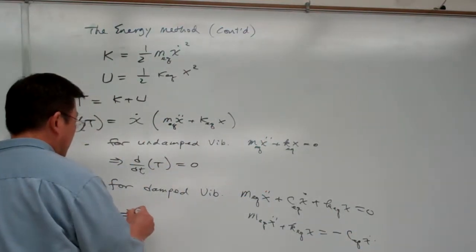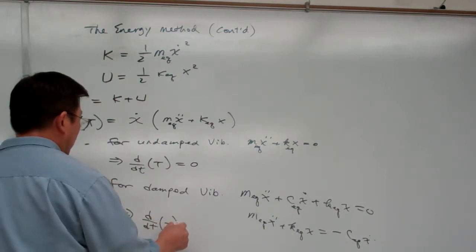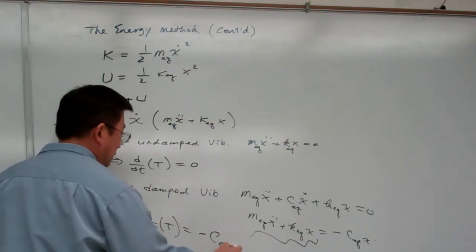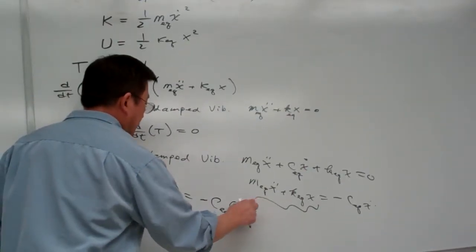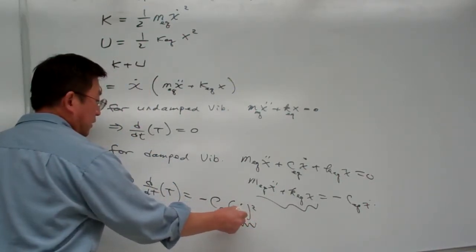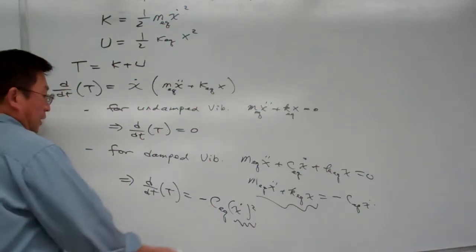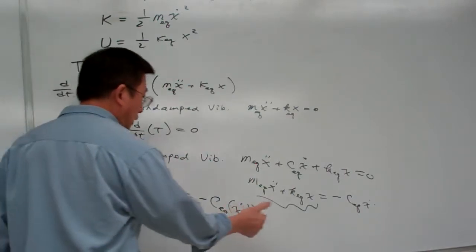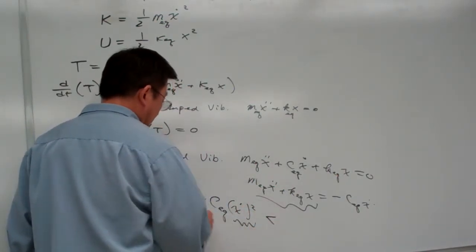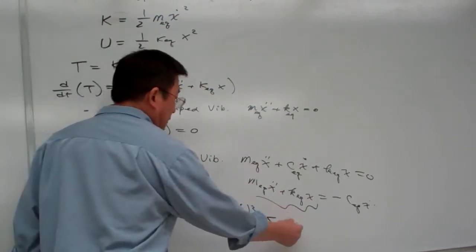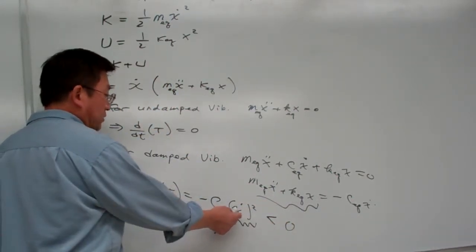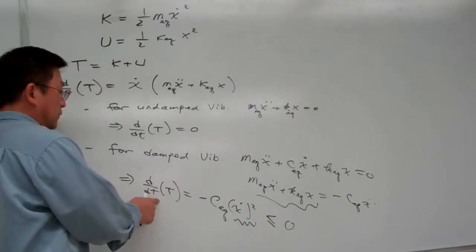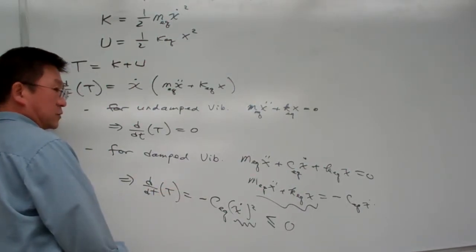Okay, so plugging these terms in, you can see d/dt of the total energy equals minus c_eq multiplied by x dot squared. This is always a positive squared term, and c is a damping constant, which is positive. So basically this will always be negative, until everything is dissipated, until x dot becomes 0 and it stops. That means for damped vibration systems, the total energy is decreasing.